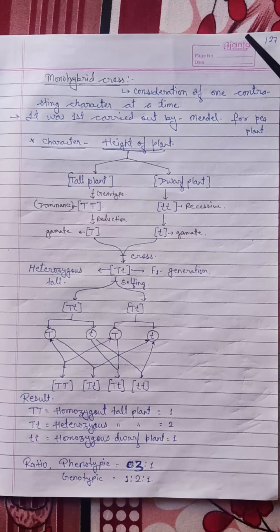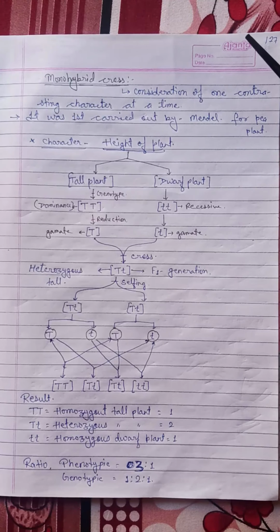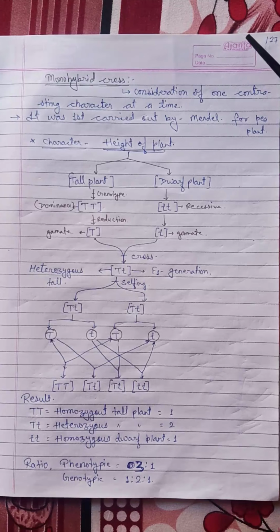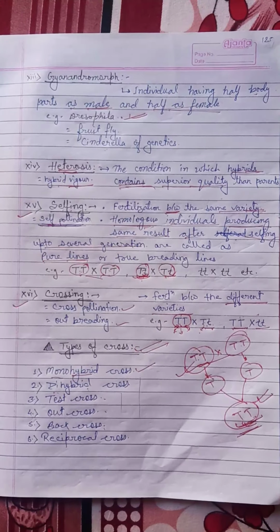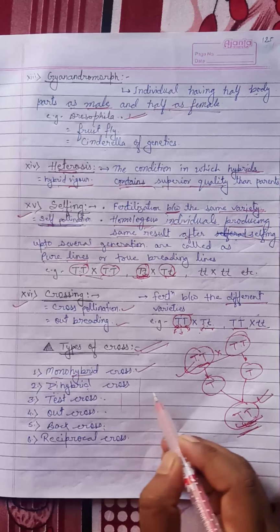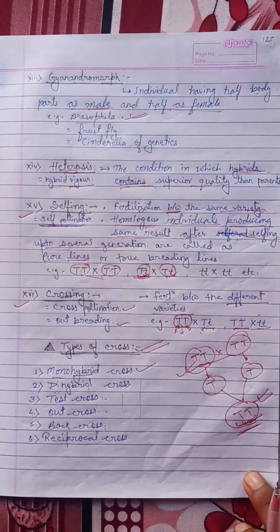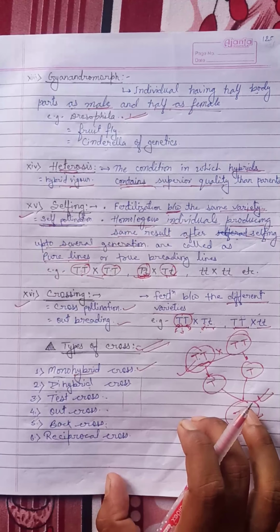This is the third lecture for class 12 of chapter genetics. In the last video, we already discussed the different kinds of terminology related to genetics, like genotype, phenotype, and what is gene, allele, and many more terms. In the last segment of the last video, we discussed the types of cross, that is the monohybrid cross, dihybrid cross, test cross, outcross, backcross, and reciprocal cross. What is the meaning of these different kinds of crosses?